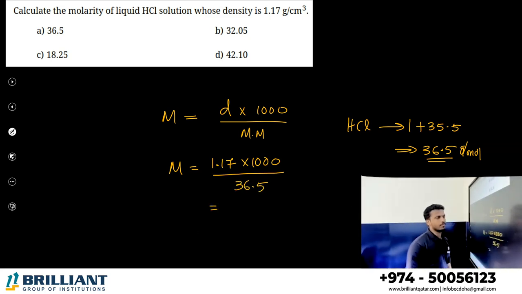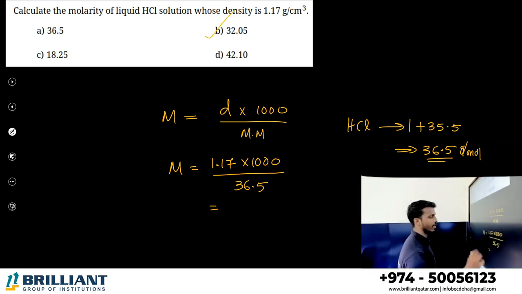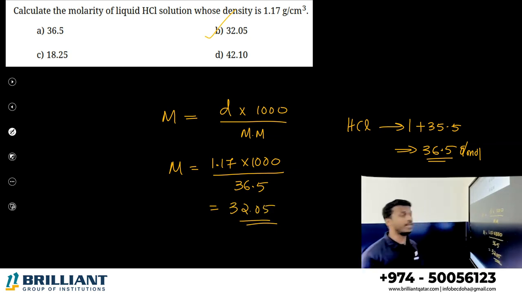36.5. Okay, 36.5. So 1170 divided by 36.5. Nearly it has to come 1170. So 32, 42 should not be exceeded. 32 will come. Okay, option B, 32.05. Option B can be the answer. Okay, check it, all of you.